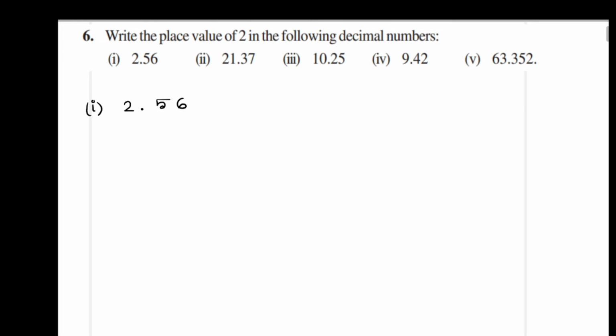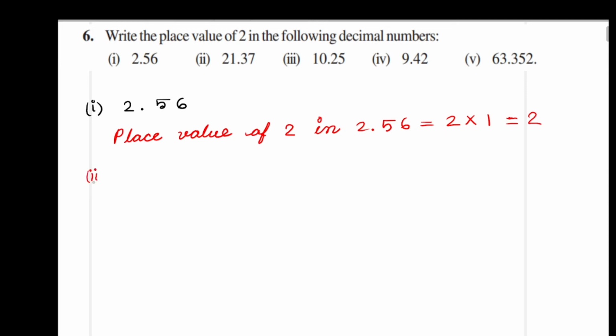First, we have to find out the place, then place value. So, how to write? Place value of 2 in 2.56 equal to 2 into 1, which is 2. Come to the question number 2. 21.37. So here, what is the place of 2? Tens. Place value will be what? 2 into 10. Okay, that is the place value. Here place is ones. And what is the number? 2. So it is 2 into 1.